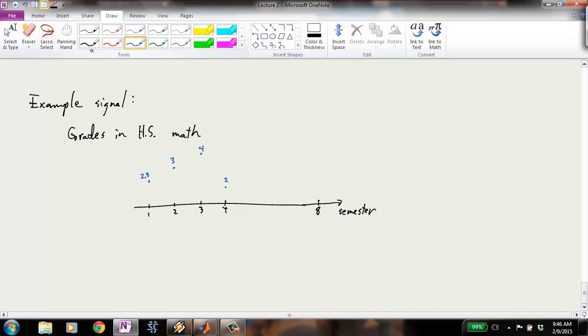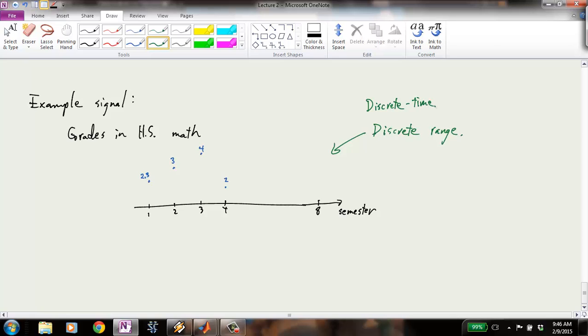So this actually has discrete range as well, this type of signal. Sometimes you have a signal that would have been a continuous range, but so it's discrete time and it's also discrete values, discrete range.